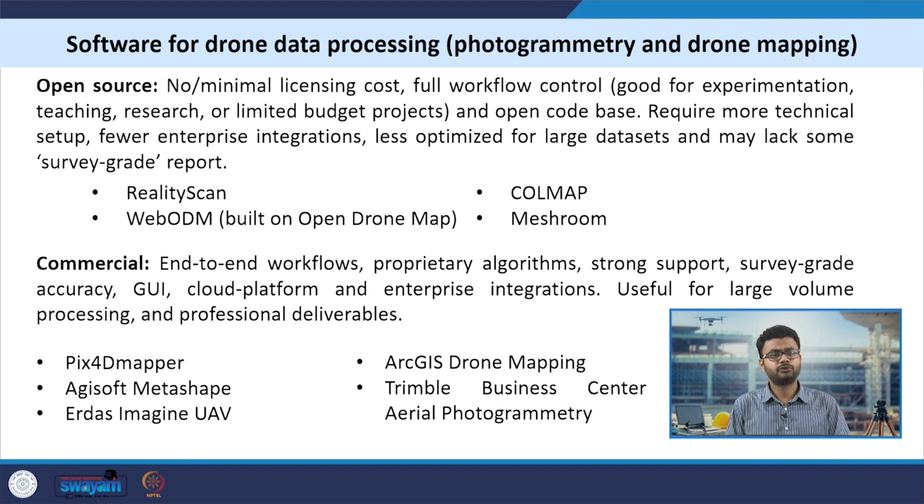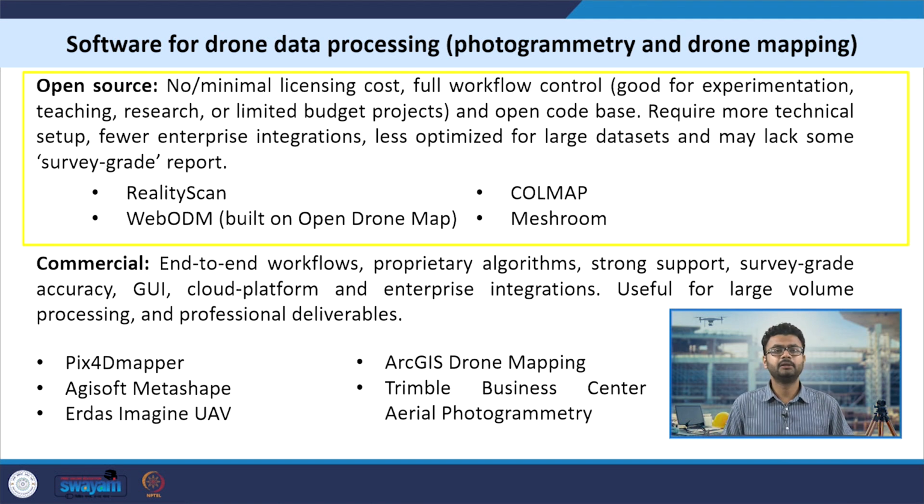So again, here also we have primarily two domains: open source software and commercial software. In open source software, there is no or very minimal licensing cost. There is full workflow control, which is very good if you are doing experimentation, you want to use it for research, you want to use it for teaching, or you have a very limited budget for your project. It provides an open code base, so you can understand each and every process by looking into the back-end code. It sometimes also requires more technical setup. And one limitation is that it may have fewer enterprise integrations.